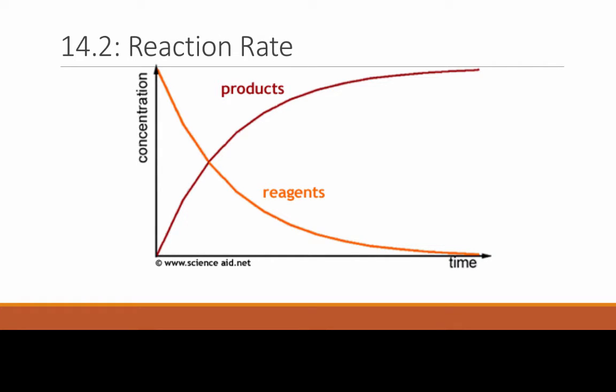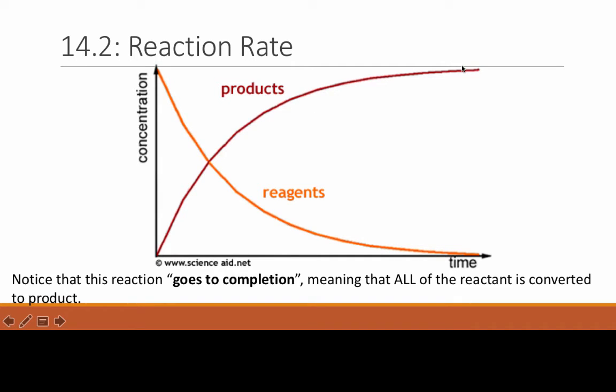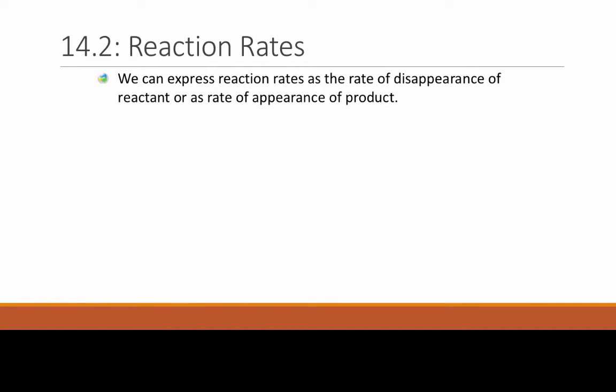For a reaction that goes to completion, we can imagine that the concentration of reactant will decrease over time, and the concentration of product will increase over time. Again, notice this reaction goes to completion, meaning that at the end of the reaction, all of the reactant has been converted to product. We can express reaction rates as the rate of disappearance of reactant or as the rate of appearance of product. Whichever way we choose, rates are always expressed as positive values.